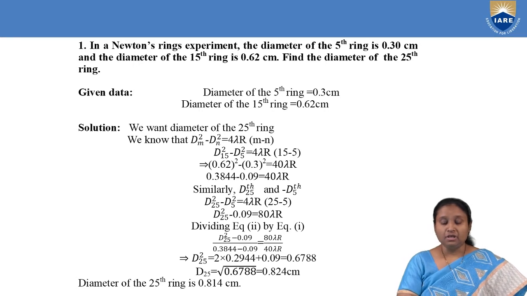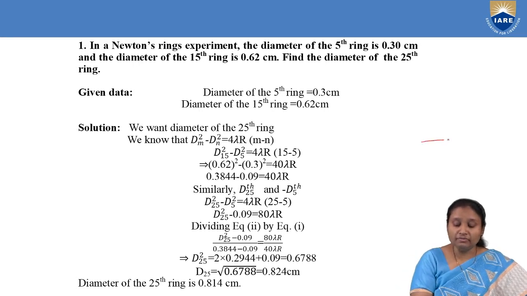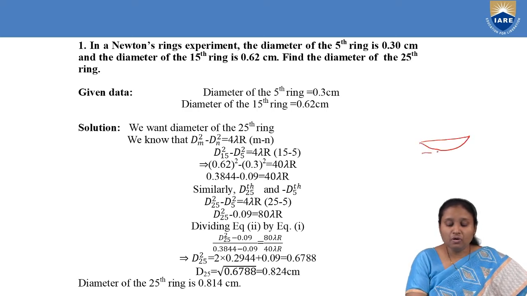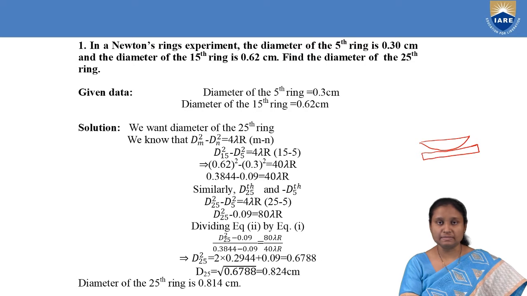rings experiment. Now, in Newton's rings experiment, we'll take a plano-convex lens. So this is our plano-convex lens. And this plano-convex lens is kept on a plain glass plate.